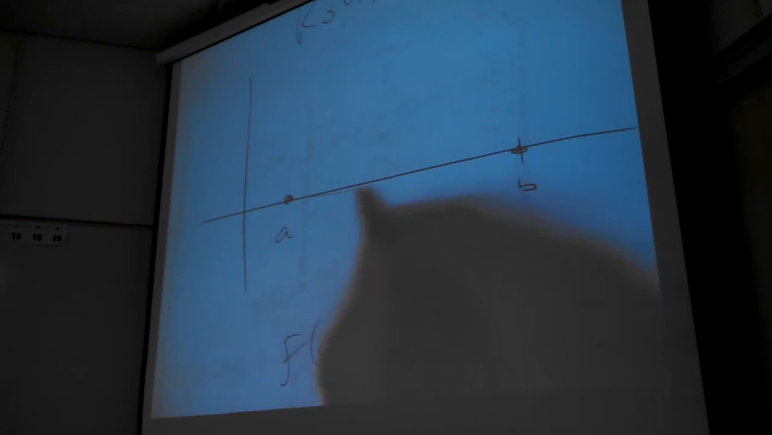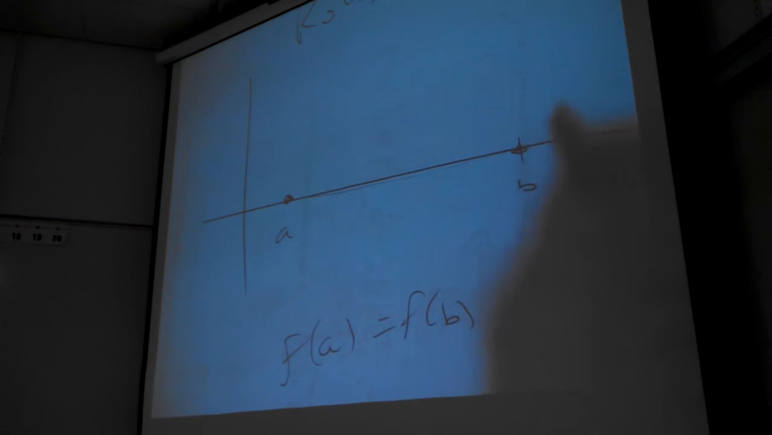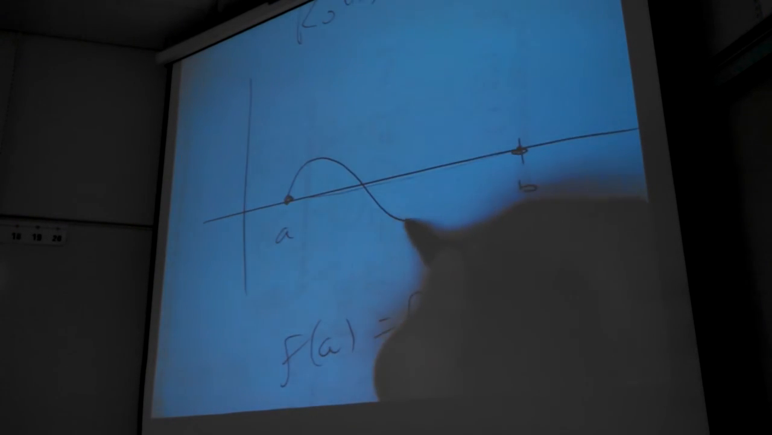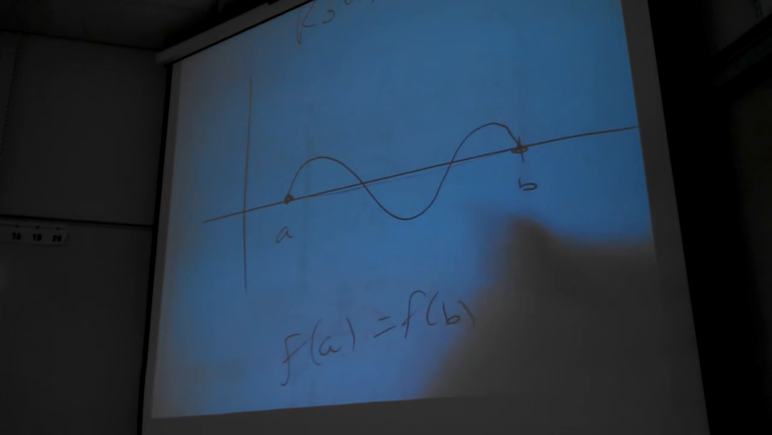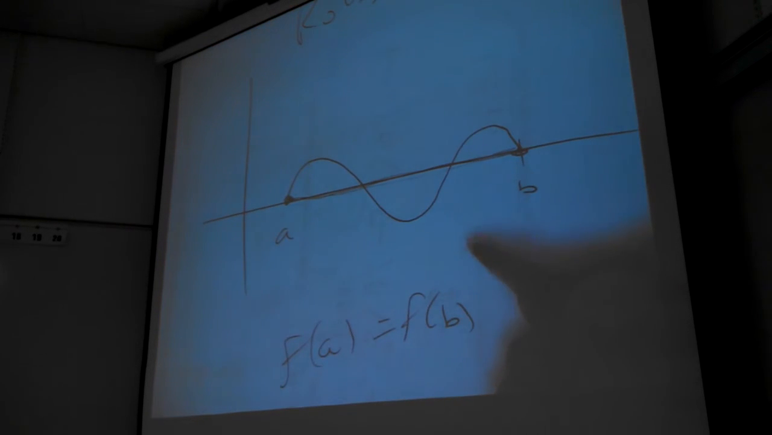it could be a straight line. If it's a straight line, obviously the slope between a and b is the same as the slope everywhere on that line. Now watch this. What is the slope between a and b? What's the slope of that line? 0. So Rolle's theorem says if you have the same beginning and ending value on a continuous function, there's at least one place in the middle where the slope is 0.